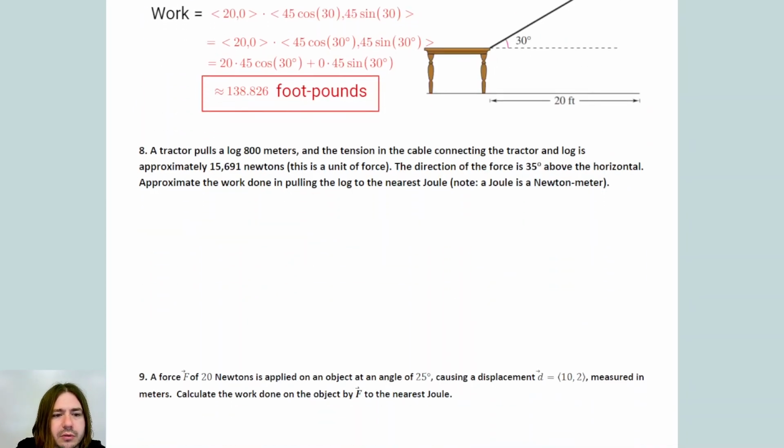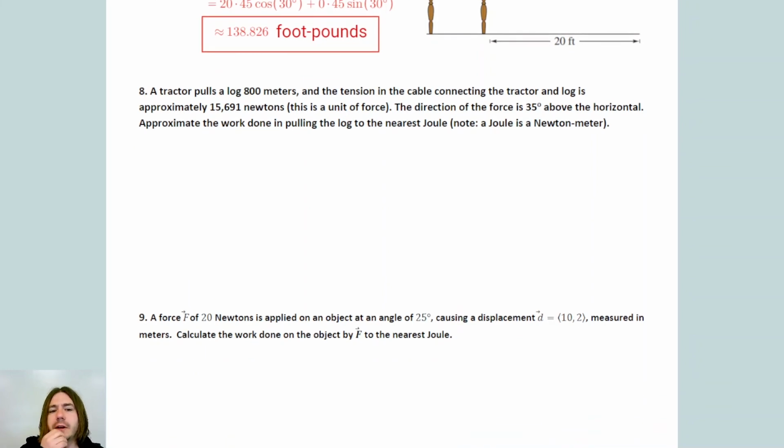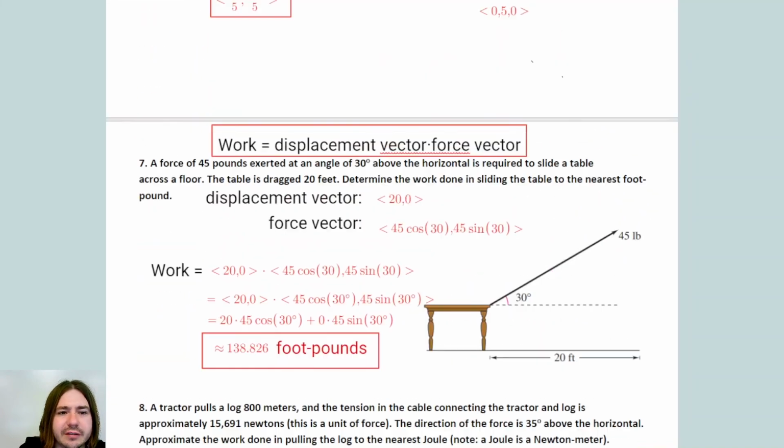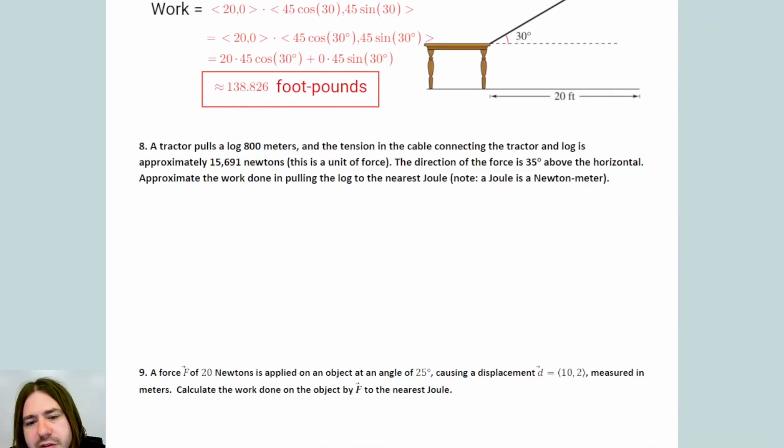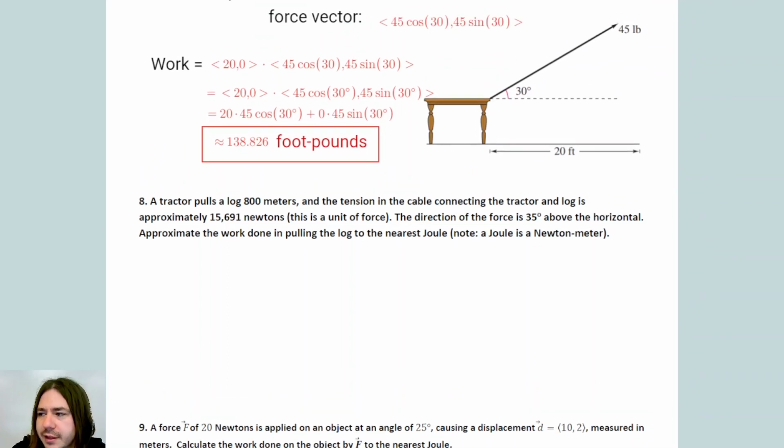A tractor pulls a log 800 meters, and the tension in the cable connecting the tractor and the log is approximately 15,691 newtons. Just a little heads up, this is a unit of force, so that is giving us the information about the force vector. The direction of this force is 35 degrees above the horizontal. Approximate the work done in pulling the log to the nearest joule. And we are pulling it 800 meters. So it's basically the same setup as we've got up here.